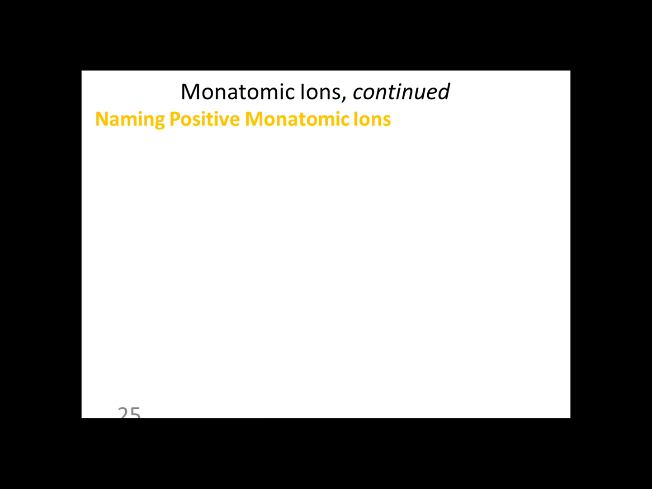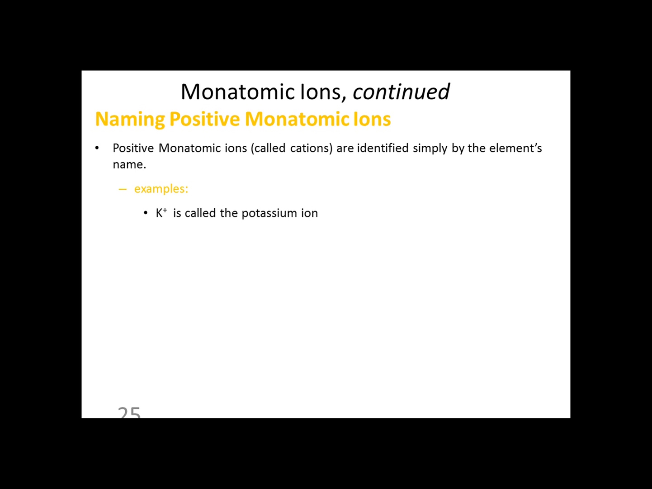All right, naming positive monatomic ions, that's pretty simple. The positive ions take the same name as the element that it came from. So, for example, potassium forms an ion, and the potassium ion is called the potassium ion. It has a +1 charge. Magnesium with a +2 charge is called the magnesium ion.